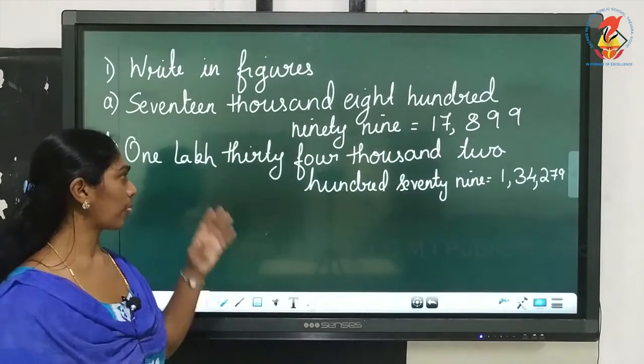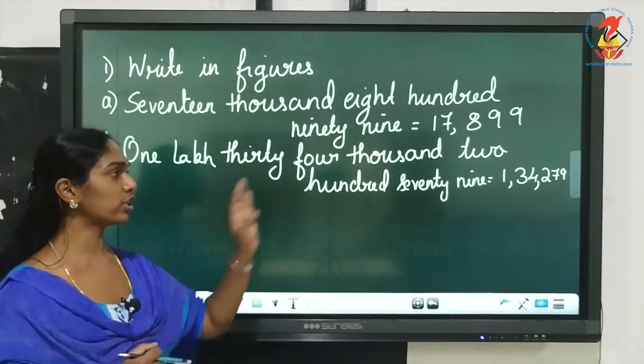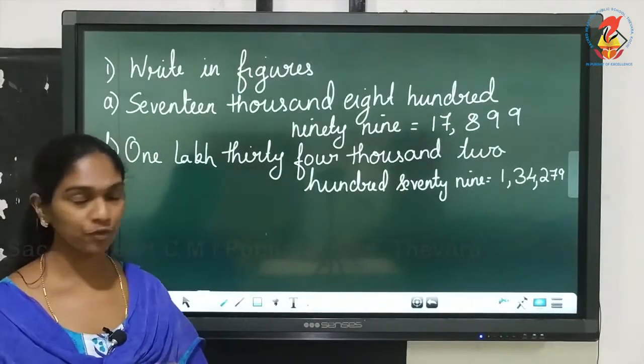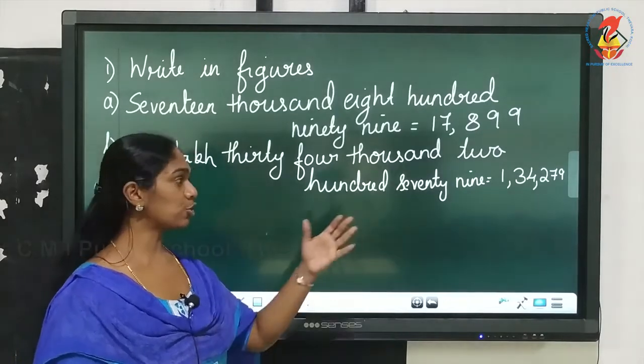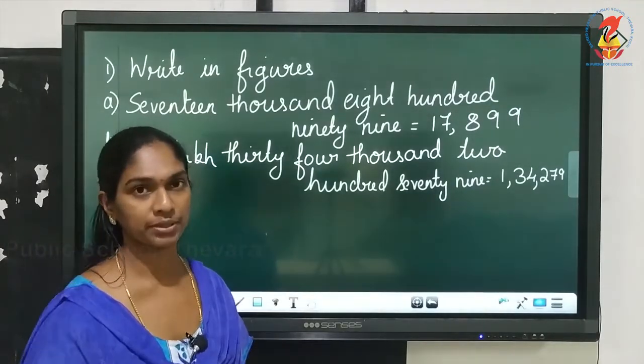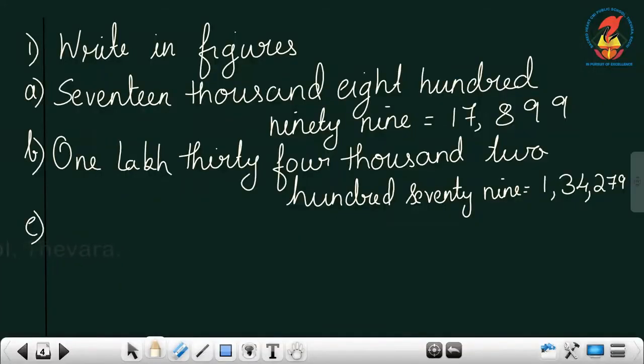Clear? In the lakhs period you have 1. So you write 1, comma. In the thousands period you have 34. So put comma. Then you have in the ones period 279. Clear, children? So you can see.